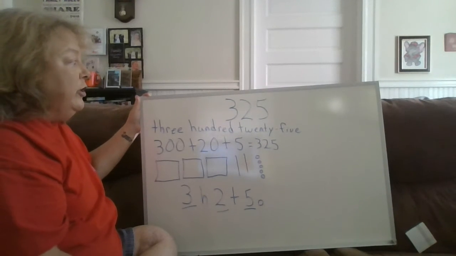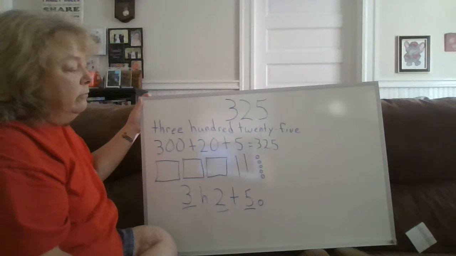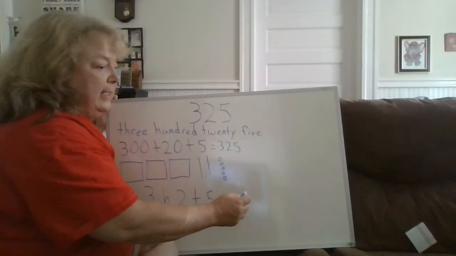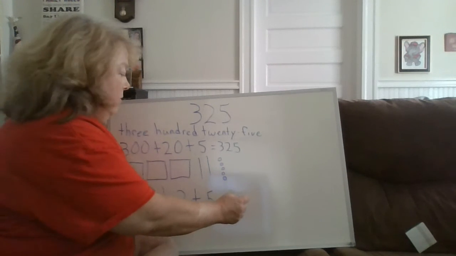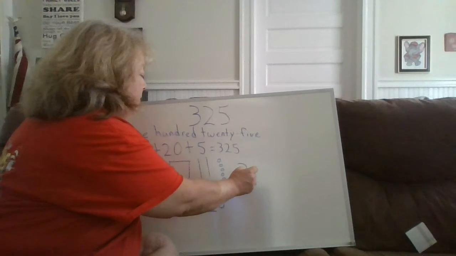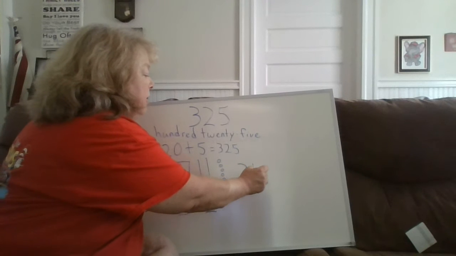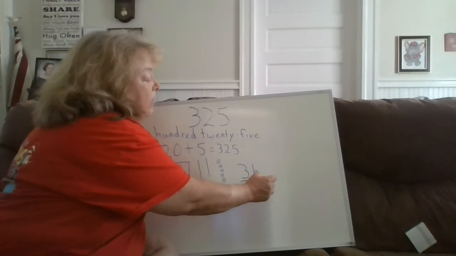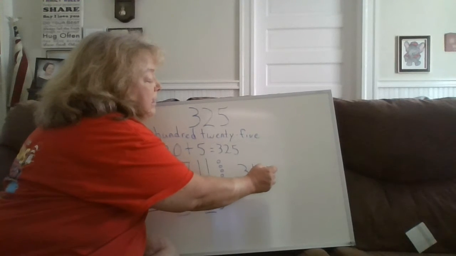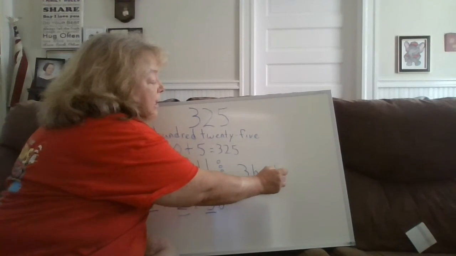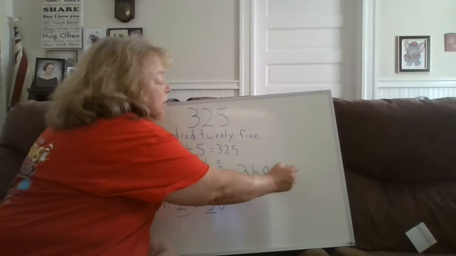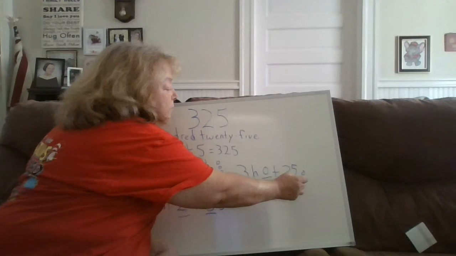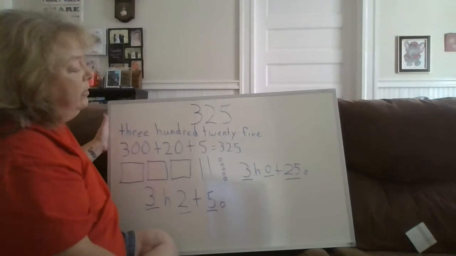Some other ways I can show that number. Oh, I got one. What if I do this? What if I say that I have 3 hundreds and I don't put any tens down? So I'm going to leave my tens at 0. I don't put anything down. But what if I say 25 ones? Would that still make that number?